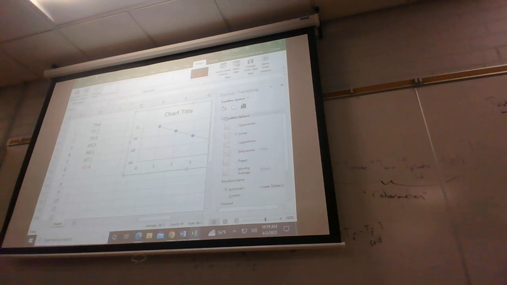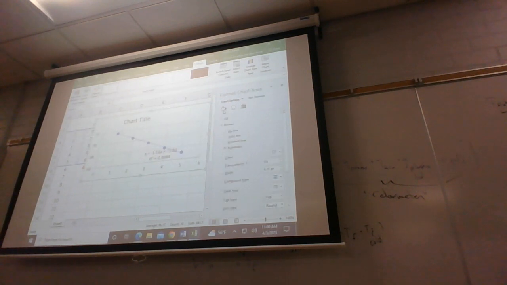Okay, I'm going to format this. I have a linear trend line here, and there are two boxes on the bottom, display equation and display R squared value. I want to click these two boxes on the bottom of this. And then maybe I'm going to change the line to make it a little bit more visible. I'm going to go with a solid line, and I'm not going to make it blue. I'll make it orange.